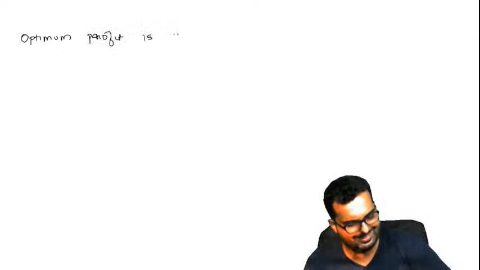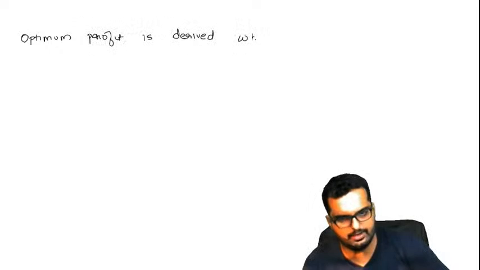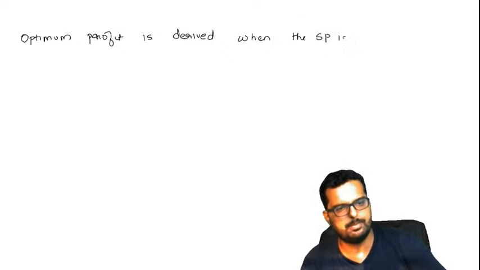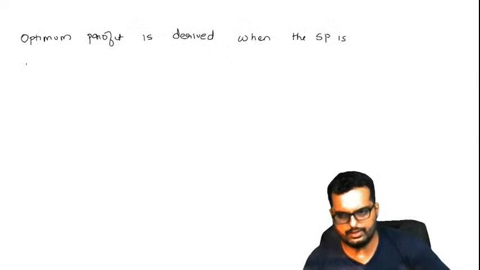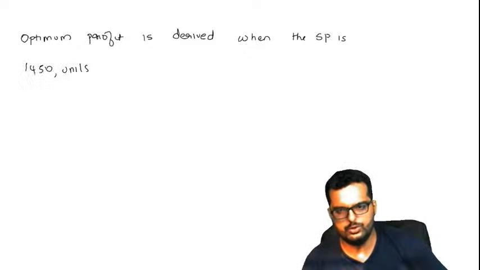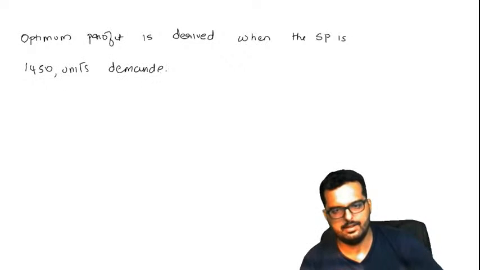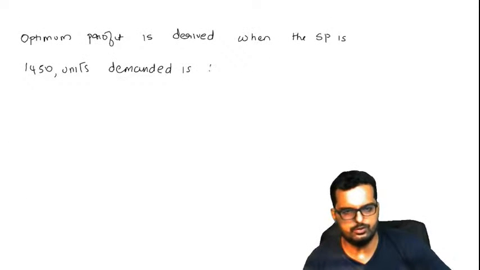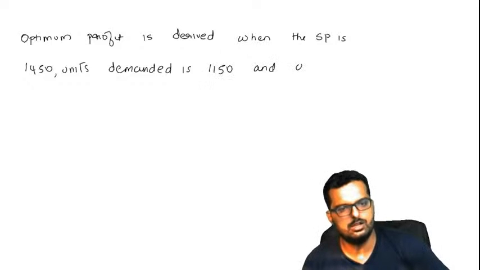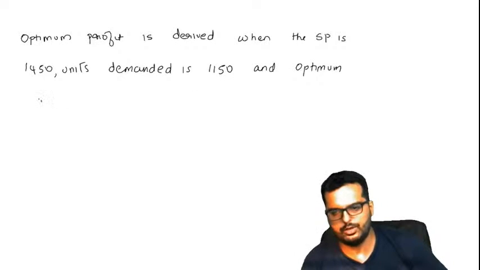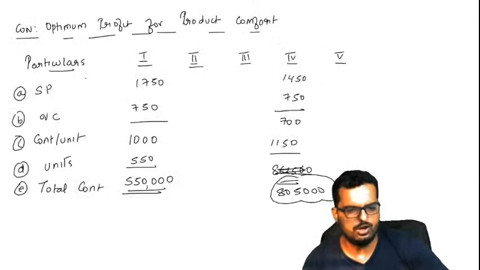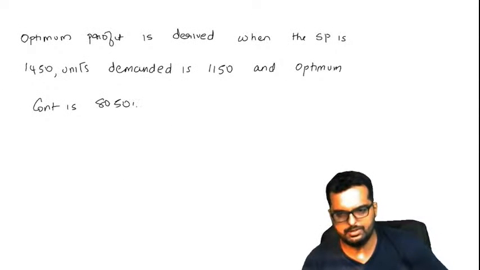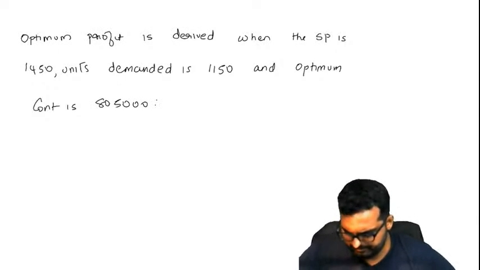So we'll write down. Okay, optimum profit is derived when the selling price is 1450, units demanded is how much? 1150, and optimum contribution is how much? 8,05,000. Can you please write down till here in your books now, friends?